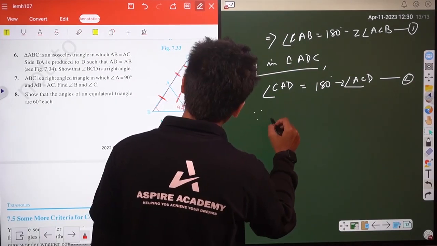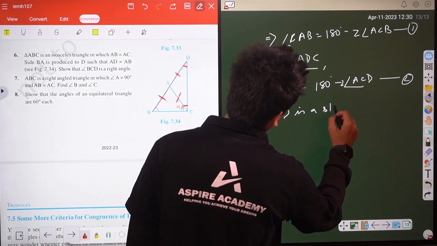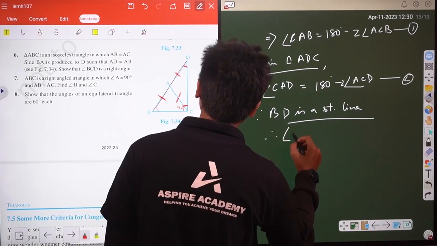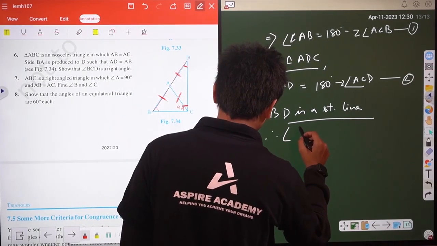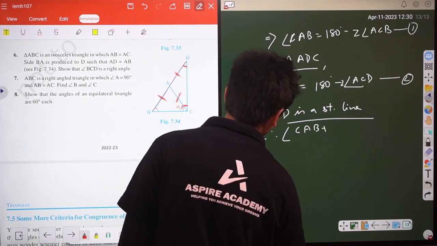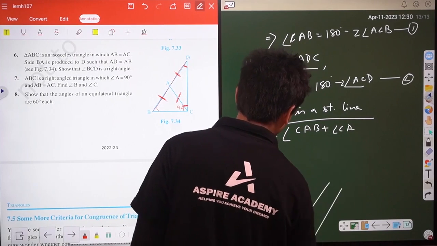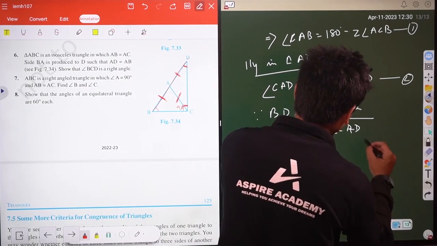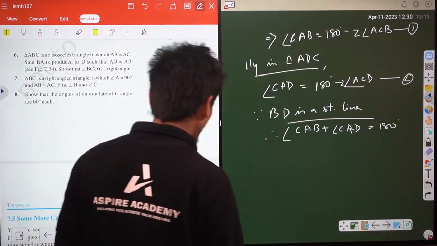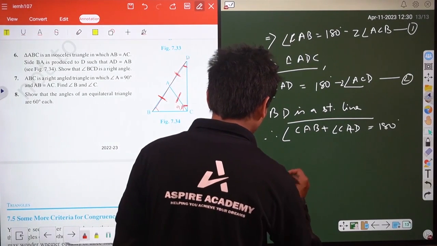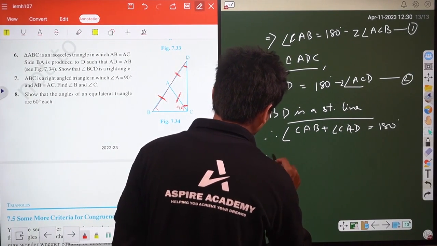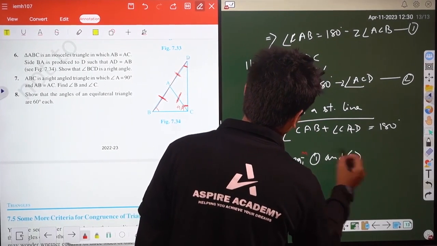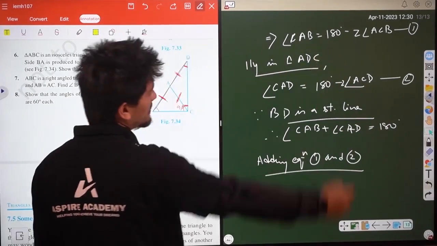Now also, since BD is a straight line, therefore we can say that angle CAB plus angle CAD is equal to 180 degrees, right? So that means what we can write? We can write that adding equation 1 and 2, this equation and this equation.